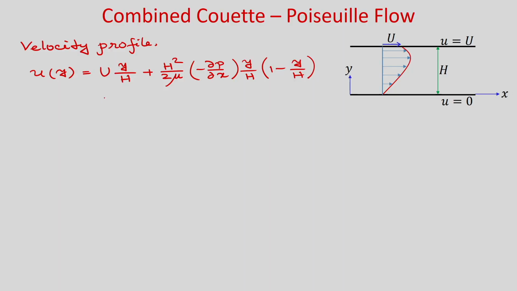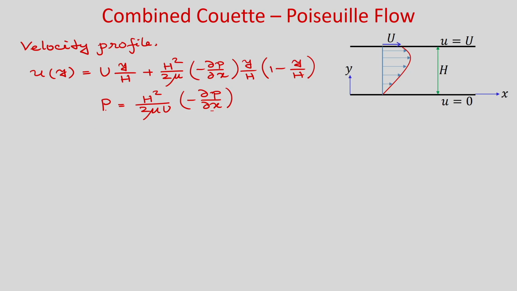Now, we will introduce one pressure parameter capital P, which is h square by twice mu U into minus del p by del x. You can see that if we consider a favorable pressure gradient, then minus del p by del x will be positive, and in that case P will be positive, and if we consider an adverse pressure gradient, then minus del p by del x will be negative and P will be negative.